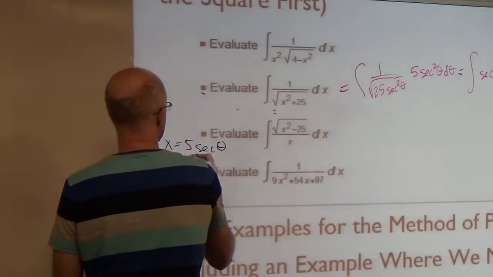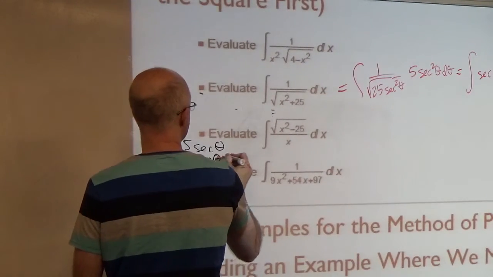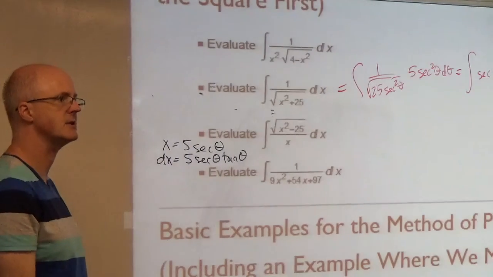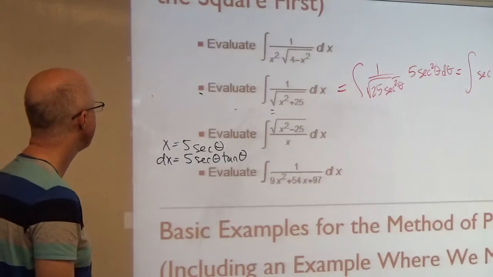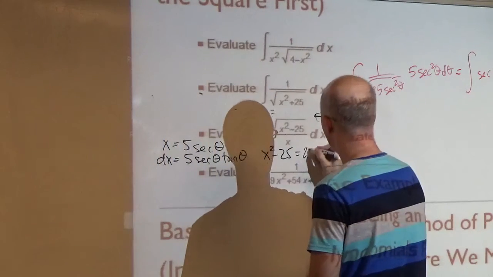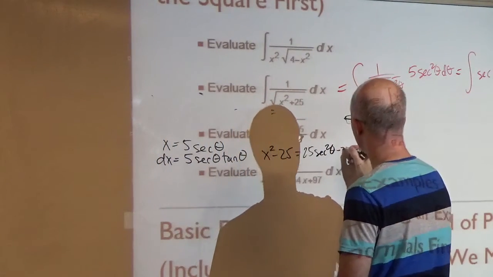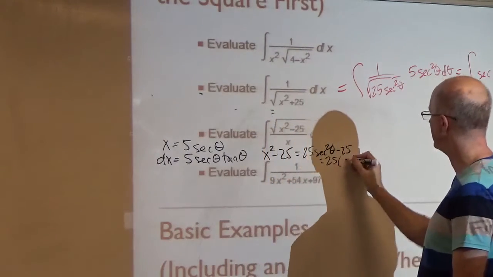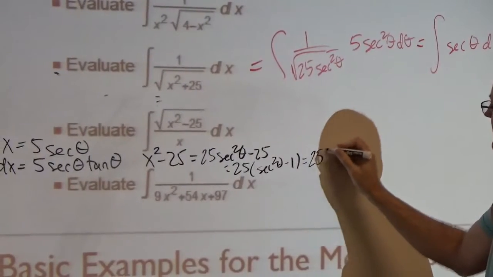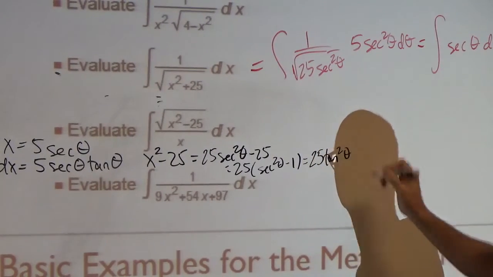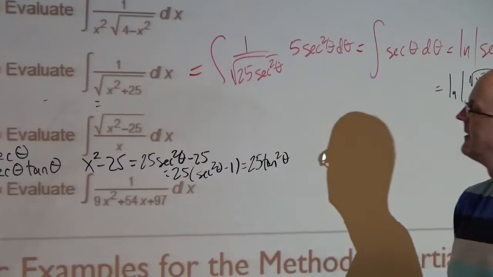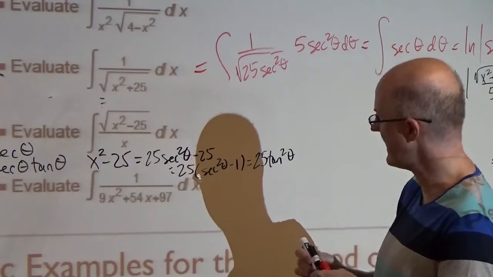Then dx is going to be 5 secant theta times tangent theta. The derivative of secant theta is secant theta times tangent theta. That's something worth remembering. And x squared minus 25 will be 25 secant squared theta minus 25. 25 times, in parentheses, secant squared theta minus 1. And that is going to be the same as tangent squared. 25 tangent squared theta.